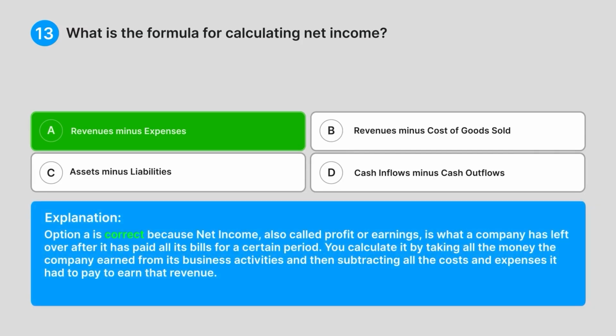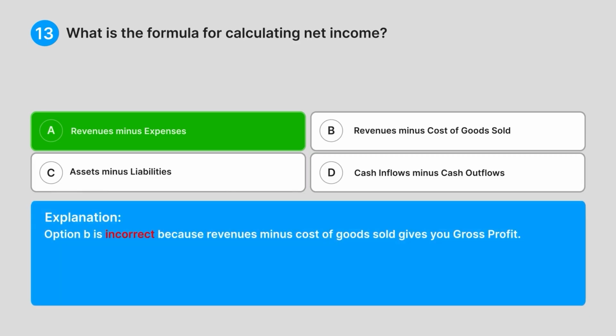Explanation: option A is correct because net income, also called profit or earnings, is what a company has left over after it has paid all its bills for a certain period. You calculate it by taking all the money the company earned from its business activities and then subtracting all the costs and expenses it had to pay to earn that revenue.